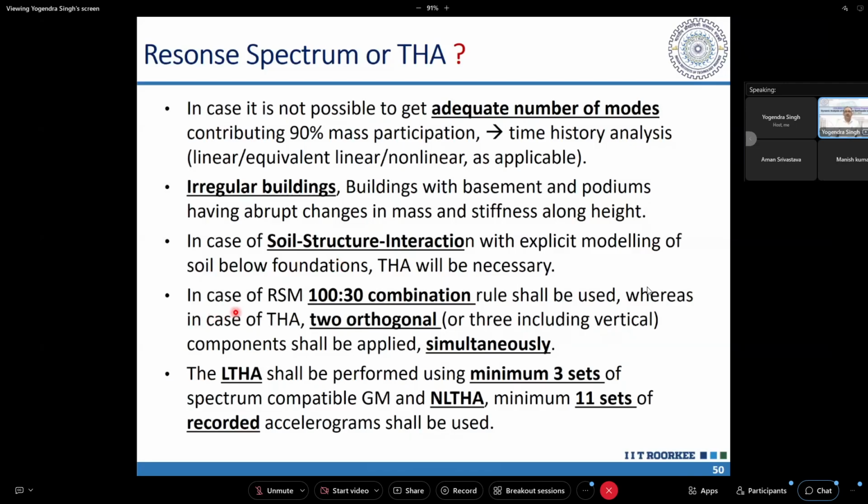And somebody was asking how we do the directional combination. So this 100 into 30 rule we will use to combine the two horizontal or two horizontal and one vertical component, because we have seen that the ground motion components, when we were observing them, the peak in different directions is not occurring simultaneously. And linear time history, when we are performing, will be performed with minimum 3 sets of ground motions, and nonlinear time history will be performed with minimum 11 ground motions. So a single ground motion is not adequate. That is another important issue.